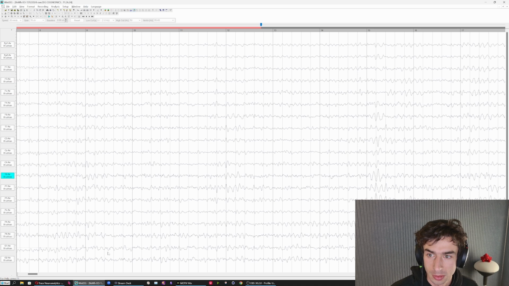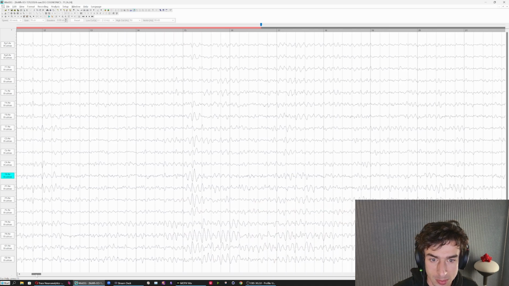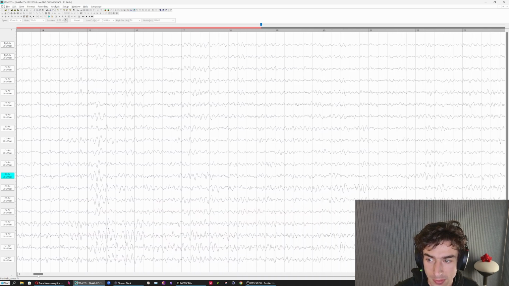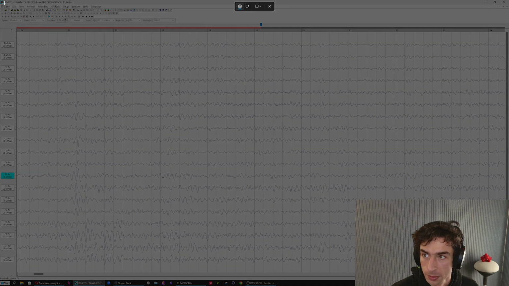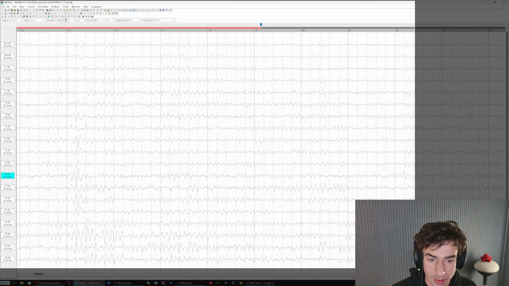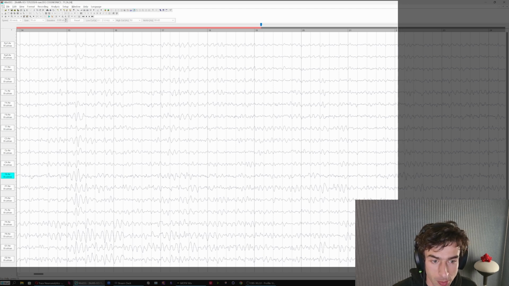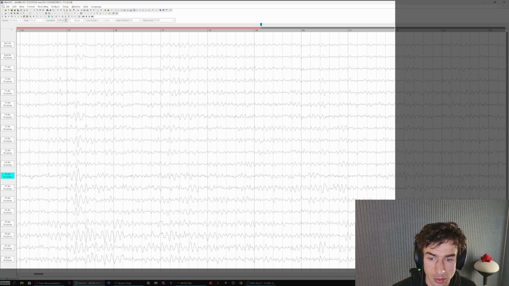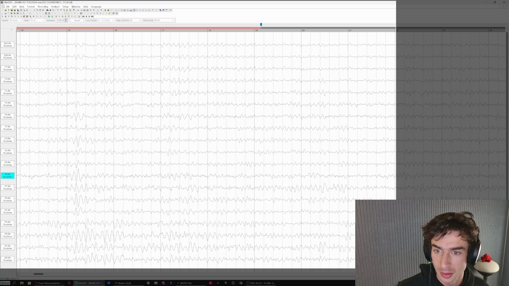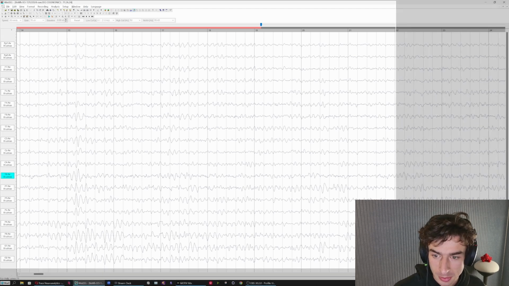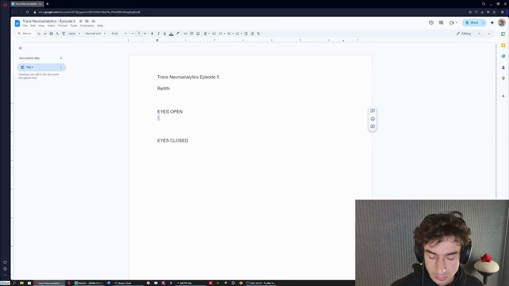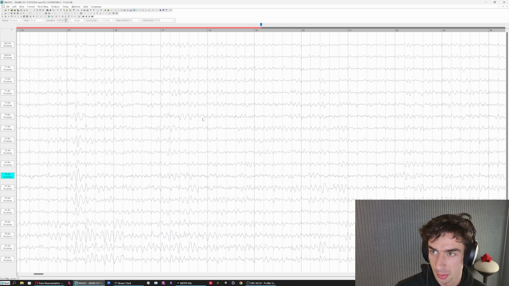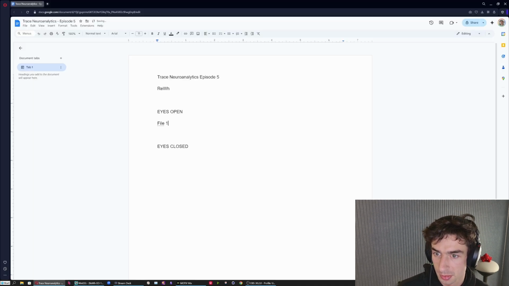And now I'm just going to start grabbing some screenshots of what seem like the most salient features of this EEG. And I have my Google document open for this report, which isn't really for clinical purposes. This is just sort of exploration. And this is the first of 2 files, so we want to make sure that we're notating that.